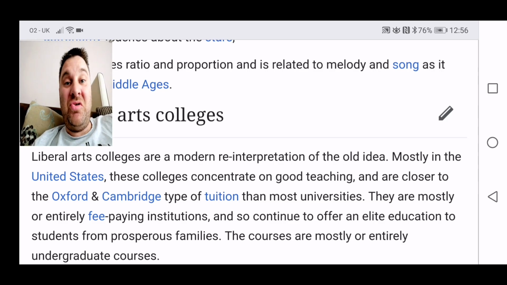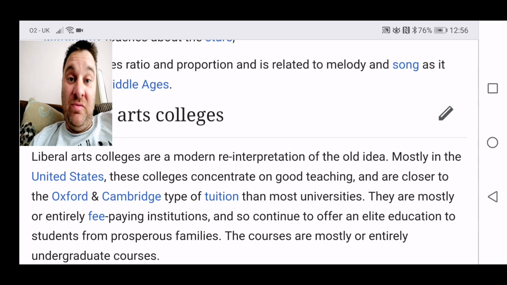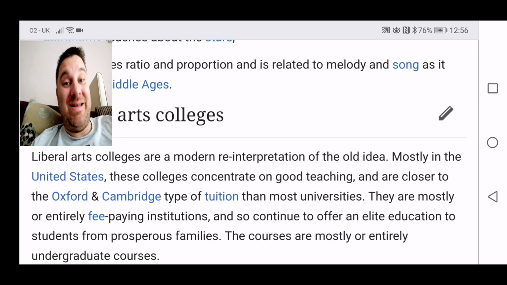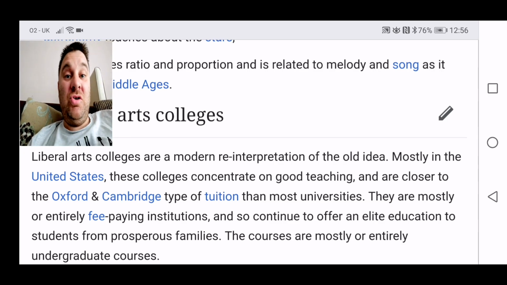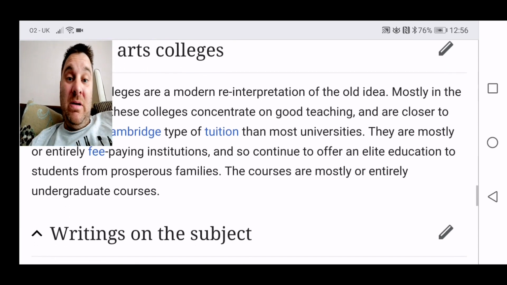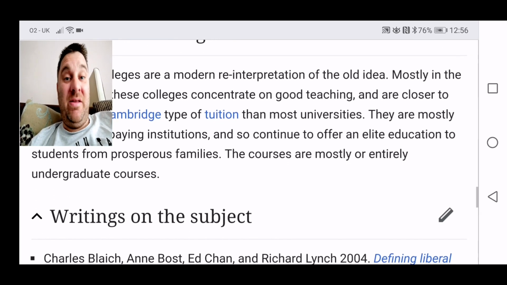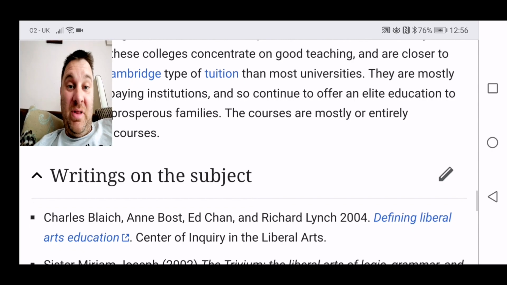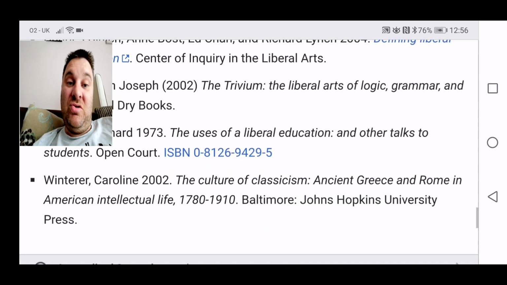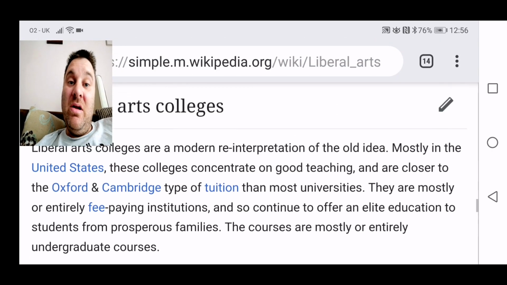They don't teach this sort of stuff in mainstream schools, what the masses go to, basically. Because they don't want you knowing this stuff. Otherwise, they won't get away with half the things that they do if everyone knew this stuff. And there's some stuff about writings on the subject you can have a look at.